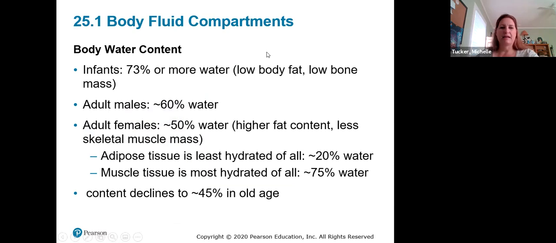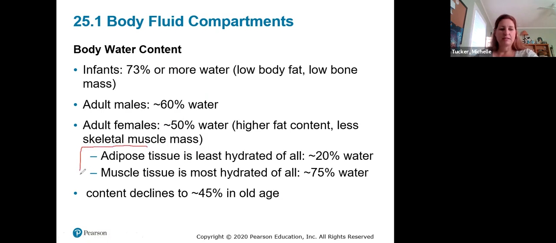So for body water content, infants have the highest percentage of body water. This is because they have low body fat and low bone mass. And then adult males versus adult females, adult males will have about 60% of their body is water and about 50% for females. This is due to differences in body composition.